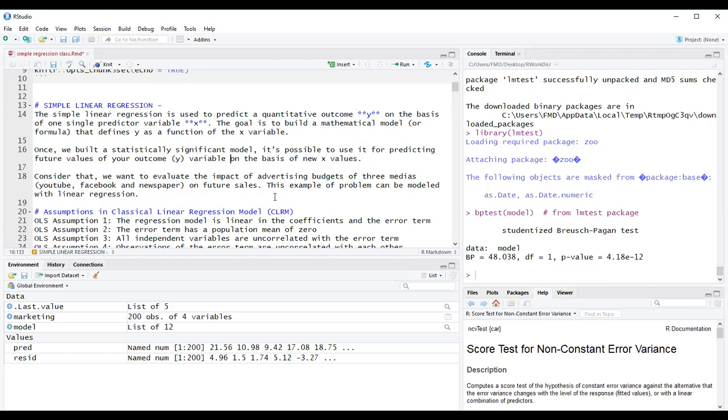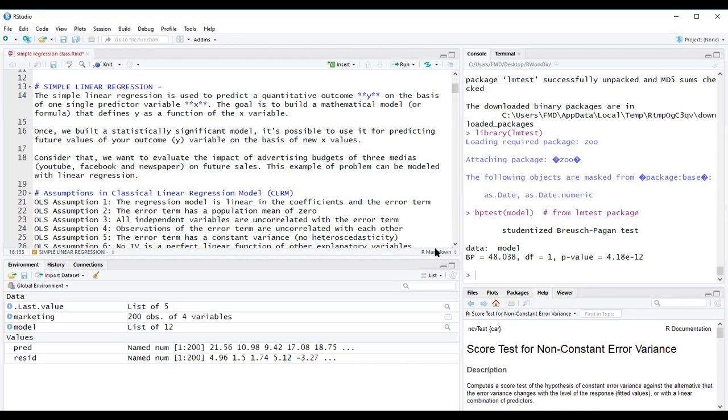Okay, so what we're going to consider now is a data set that comes from Datarium, and we're going to look at the impact of advertising budgets of three media, YouTube, Facebook, and newspaper, on future sales. We'd like to establish a relationship between sales and YouTube, Facebook, newspaper. However, notice that we will have to look at these one at a time. YouTube first, and then I leave it to you as an exercise to look at the relationship between Facebook and sales, and then newspaper and sales, because what we're doing is only simple linear regression.